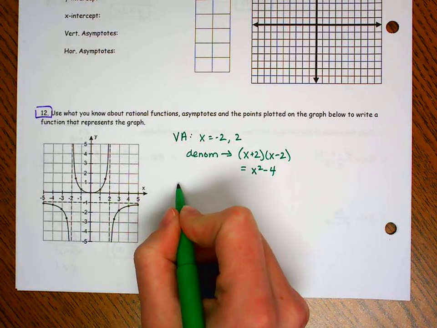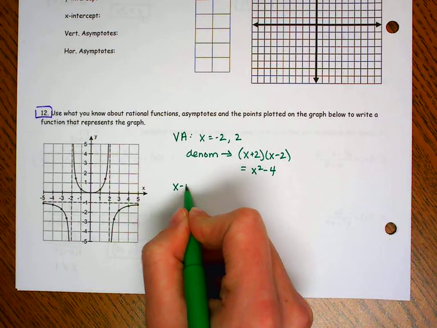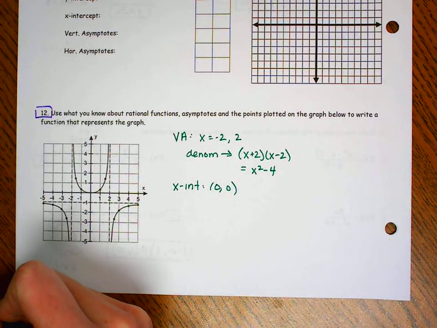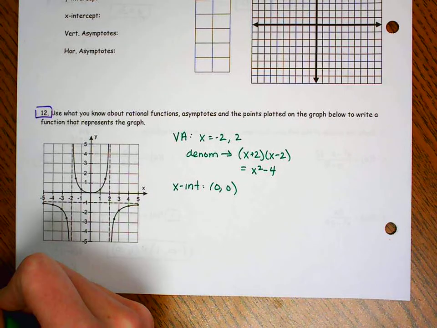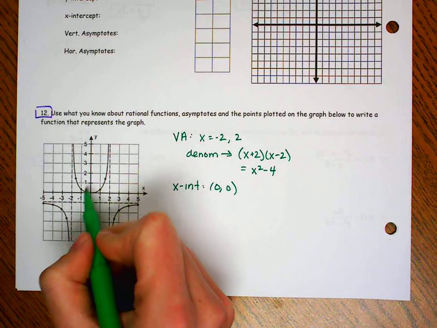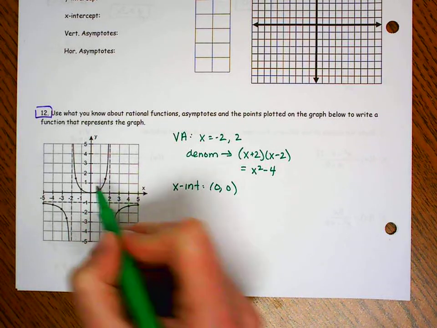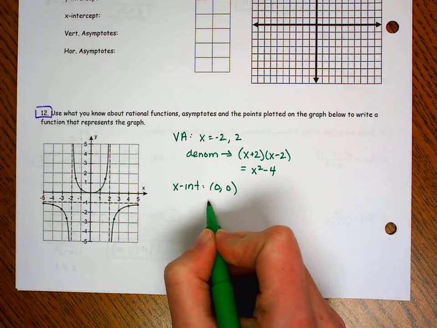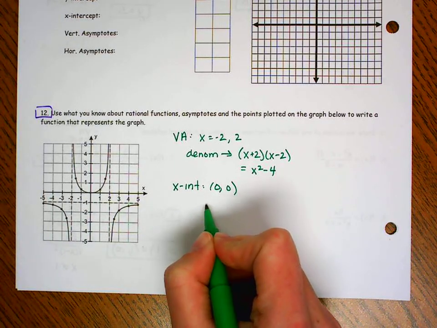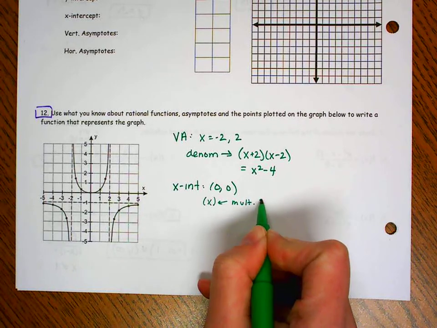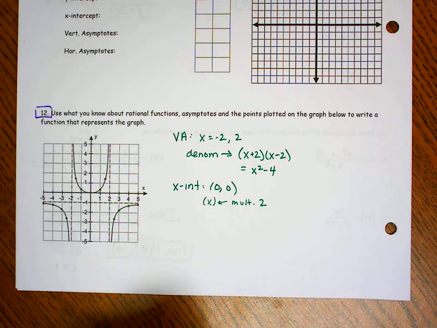I also know I have an x-intercept at 0, 0. Okay. Which means in my numerator, I'm going to have a factor of x. If you look, you'll also notice that at this 0, it hits and it turns back around. That means that this is going to have a multiplicity of 2, or my factor of x is going to have a multiplicity of 2. Let's see if there's anything else.